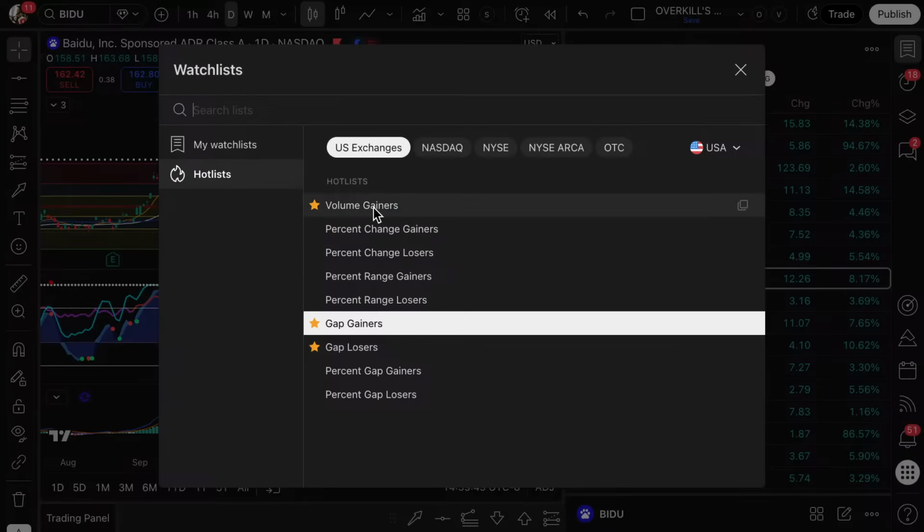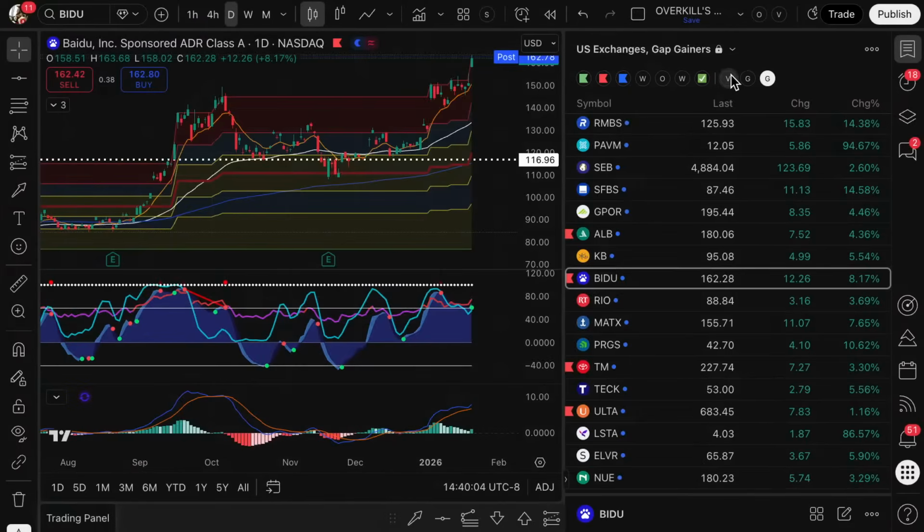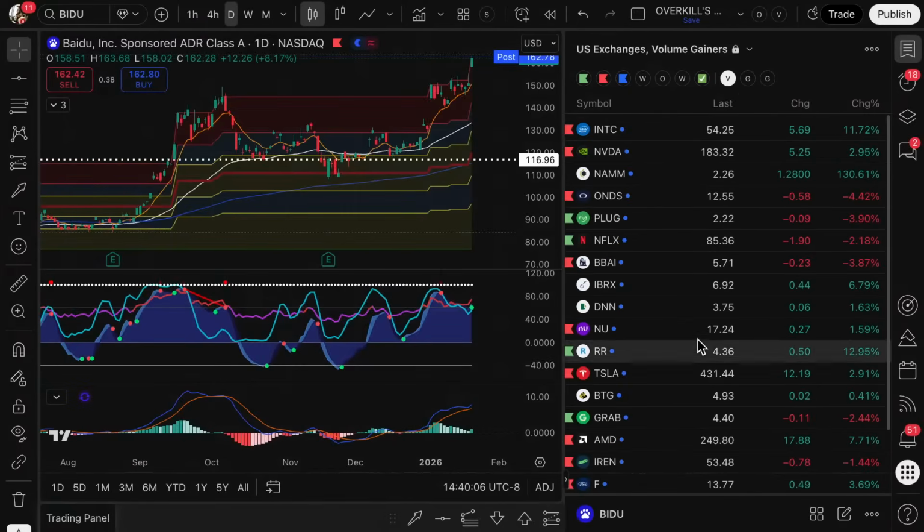But if you come down here to hot list, the volume gainers is my favorite one because I like volume. When volume is going into an asset, that means people are buying it or selling it. So those are the highest volume gainers on the day, and then the gap gainers. You guys can look at these and see which one best suits you. But the volume gainers is the one I really like.